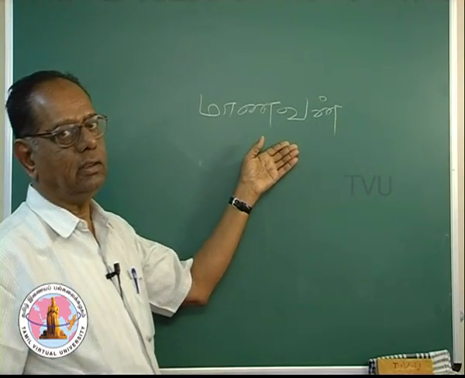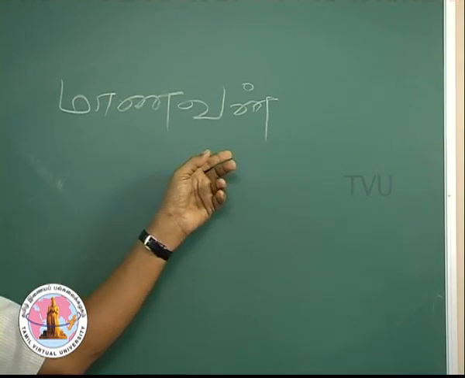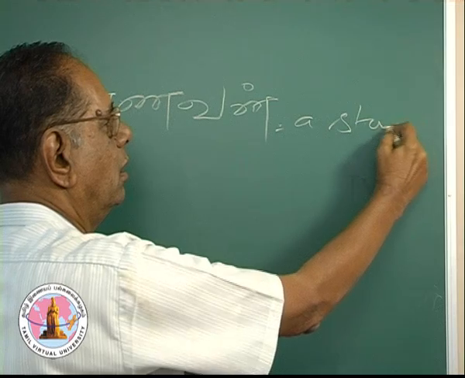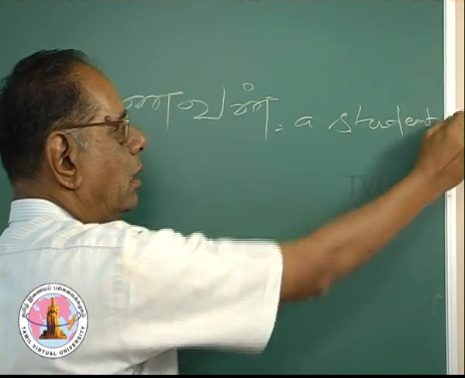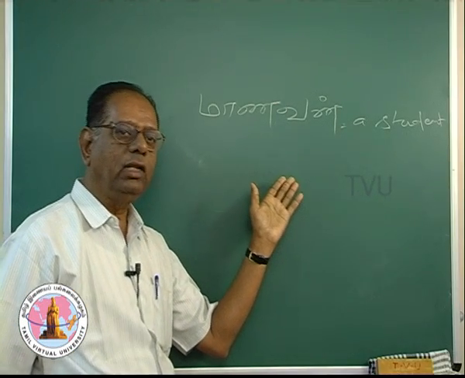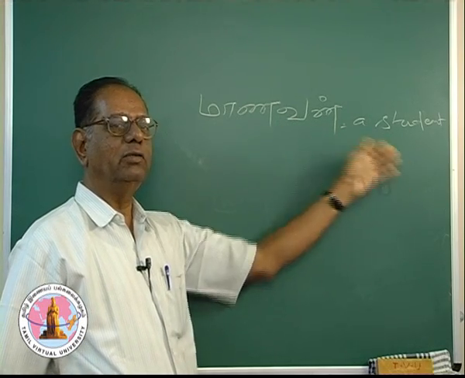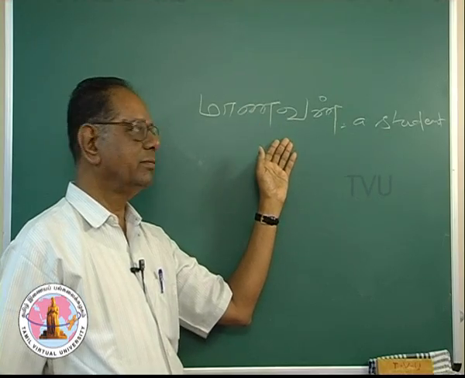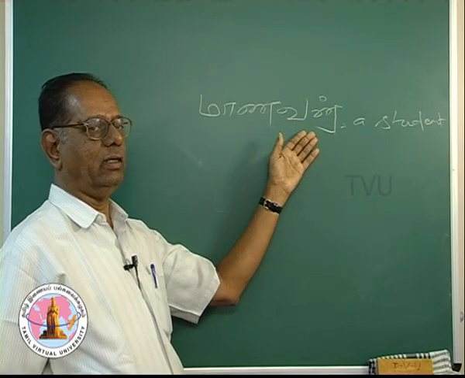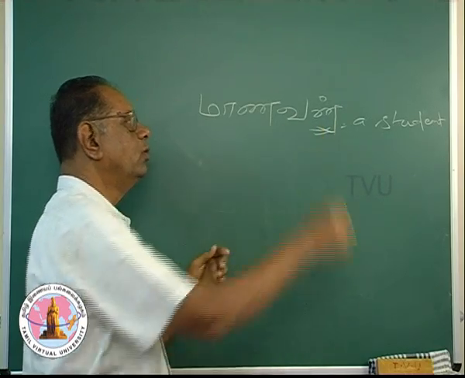Have you come across this word? மாணவன். மாணவன் is a student. So, மாணவன் will naturally be the third person. Since he is a student, he must be a human being. So, singular. And because of this, you can easily find out it is masculine. மாணவன். This letter gives you the clue as to the gender.